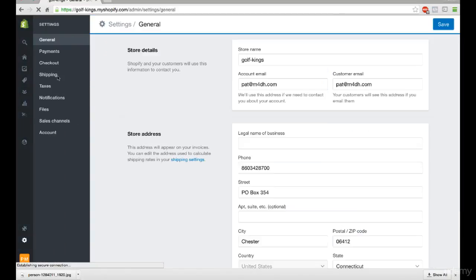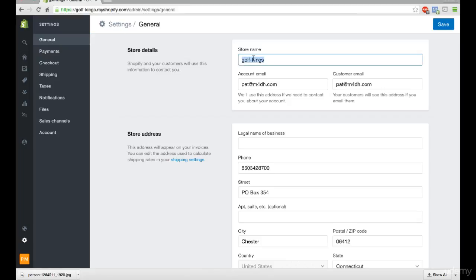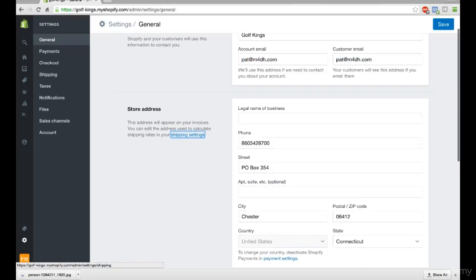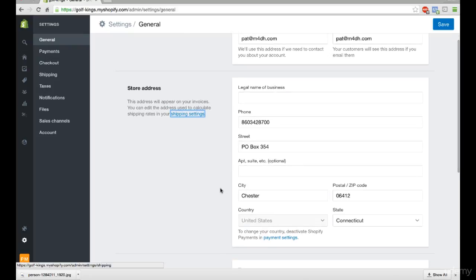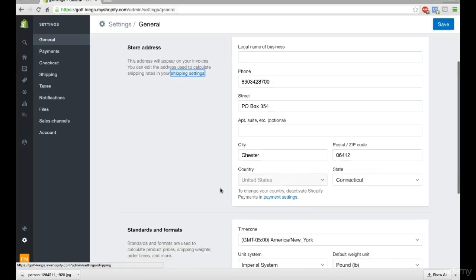So with payments, the first place we'll go is general. Your store name is there and it's in its basic hyphenated form. You may want to change that so it looks more like a title. Fill out your store address. That'll be necessary for when you do all your legal documents such as refund policy and terms of service.